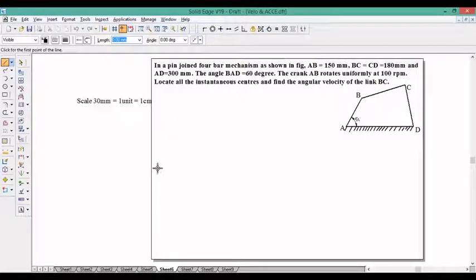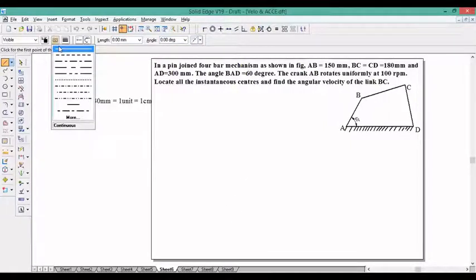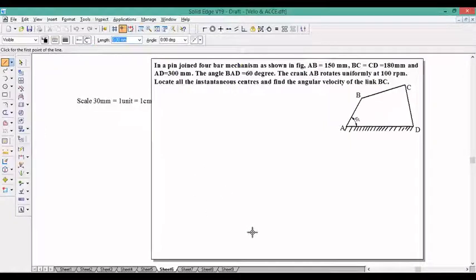So AB length is 150 mm. 150 mm divided by 30, that gives us 5 centimeters. So draw a 5 centimeter line at an angle 60 degree. Then the length AD is also given, that is 300 millimeter. So 300 millimeter divided by scale factor 30 is 10 centimeter. So draw a 10 centimeter line at an angle 0 degree.